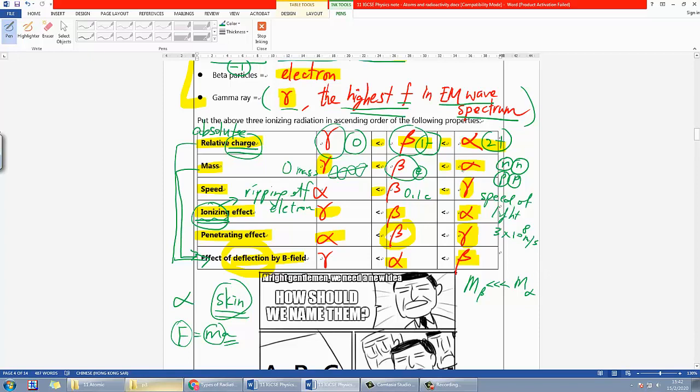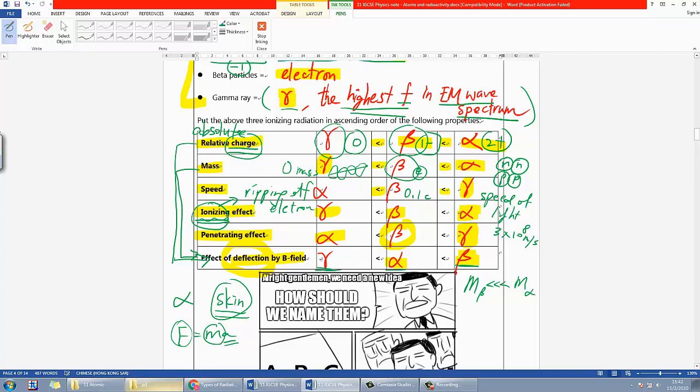As I said, alpha has 4 nucleons. So 1 nucleon is like 1,800 times the mass of the electron, not to mention 4 of them. So no matter that you have one more charge for alpha, it is still not enough to make up for the difference in terms of the mass. So therefore, the effect for beta deflecting in a B field is much stronger.